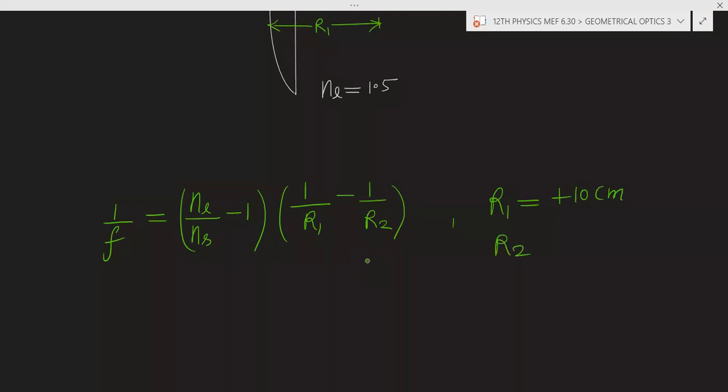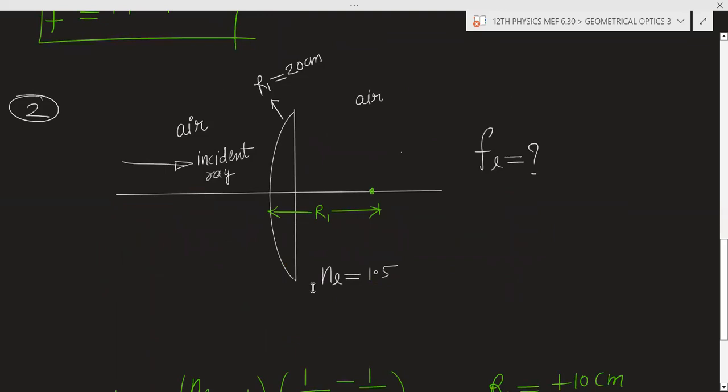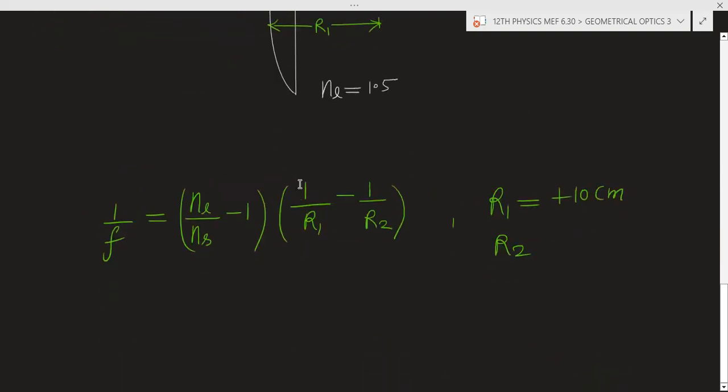Now, can anyone tell me what will be the value of R2? R2 means the radius of curvature for the plane surface. For the plane surface, what is the radius of curvature, Matthew? Can you repeat the question, sir? I am saying, what is the radius of curvature for this plane surface? No, no, no. Actually, for the plane surface, the radius of curvature will be infinite. Always remember, for a plane surface, the radius of curvature is infinite. So R2 will be infinite here.